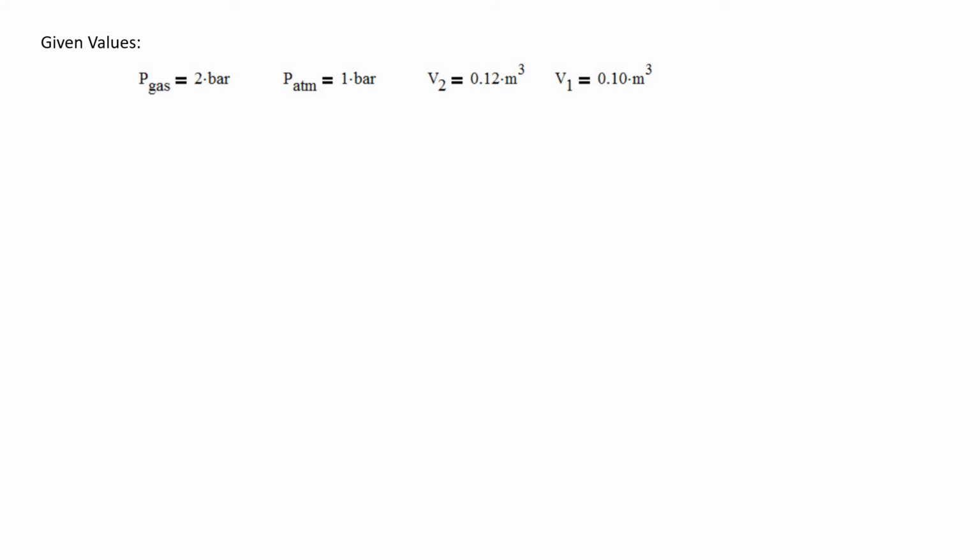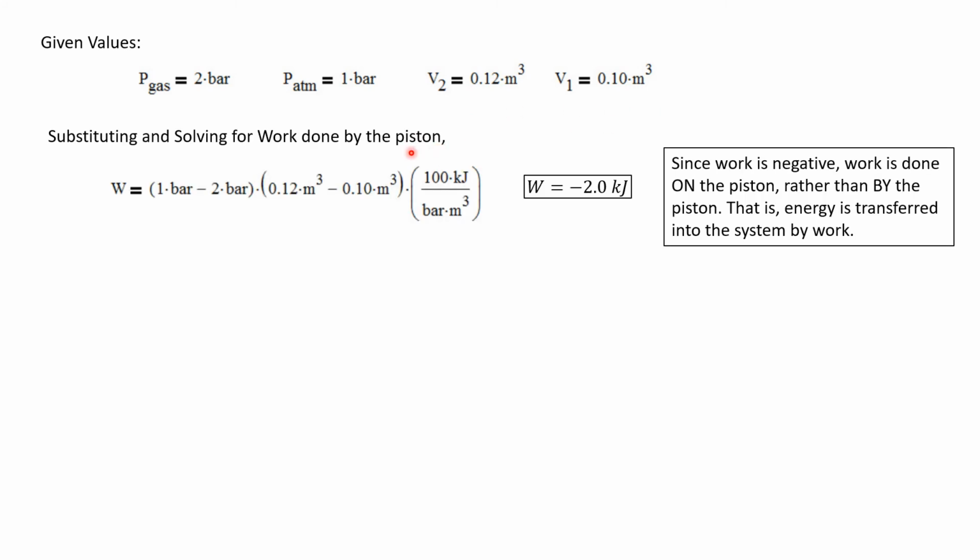Now that we've calculated an equation for work done by the system, we have values: the pressure of the gas during this process is 2 bar. The pressure of the atmosphere is 1 bar. The final volume is 0.12 cubic meters, and the initial volume is 0.1 cubic meters. So we can substitute these into the expression that we derived for work done by the system during this process, the system being the piston.